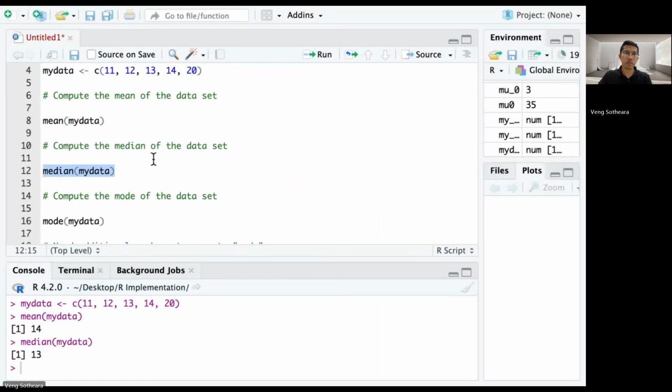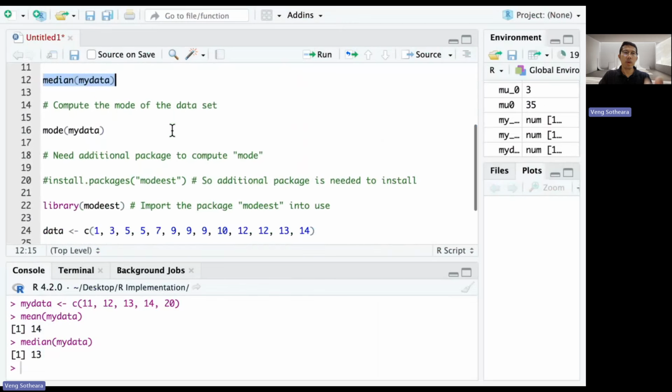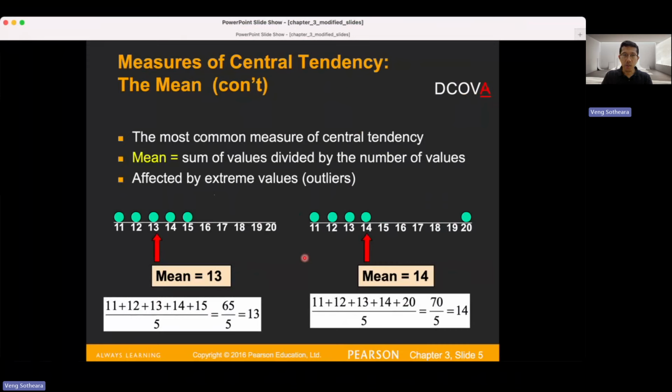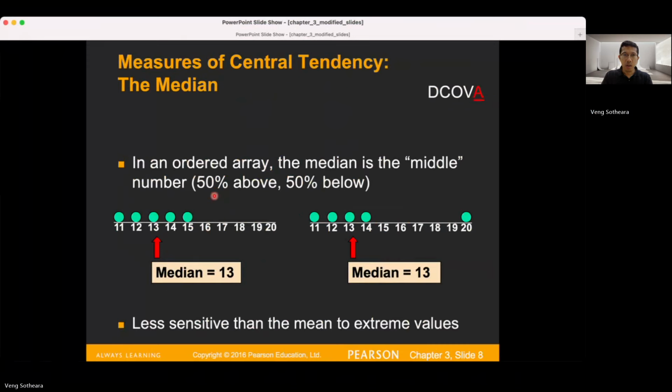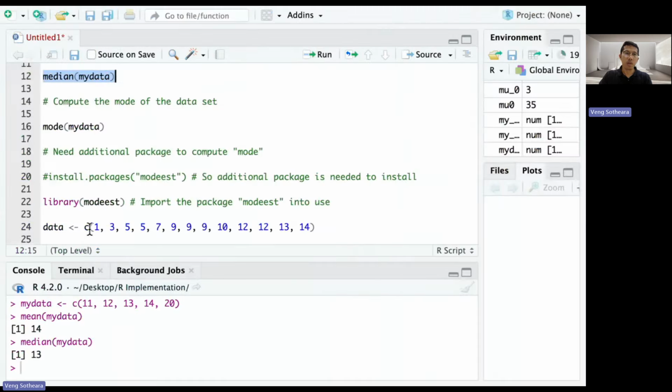And when it comes to computing the mode, for example, I want to consider the mode of this data set. We have 1, 3, and 2, 5, 1, 7, 3, 9, something like that. So let me copy it like this.